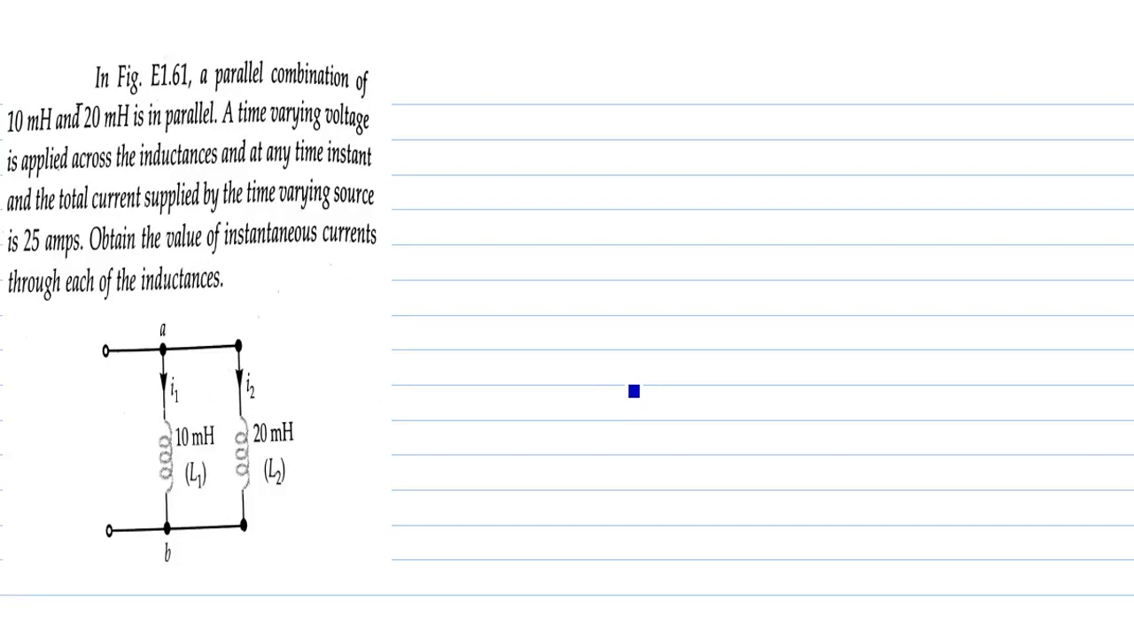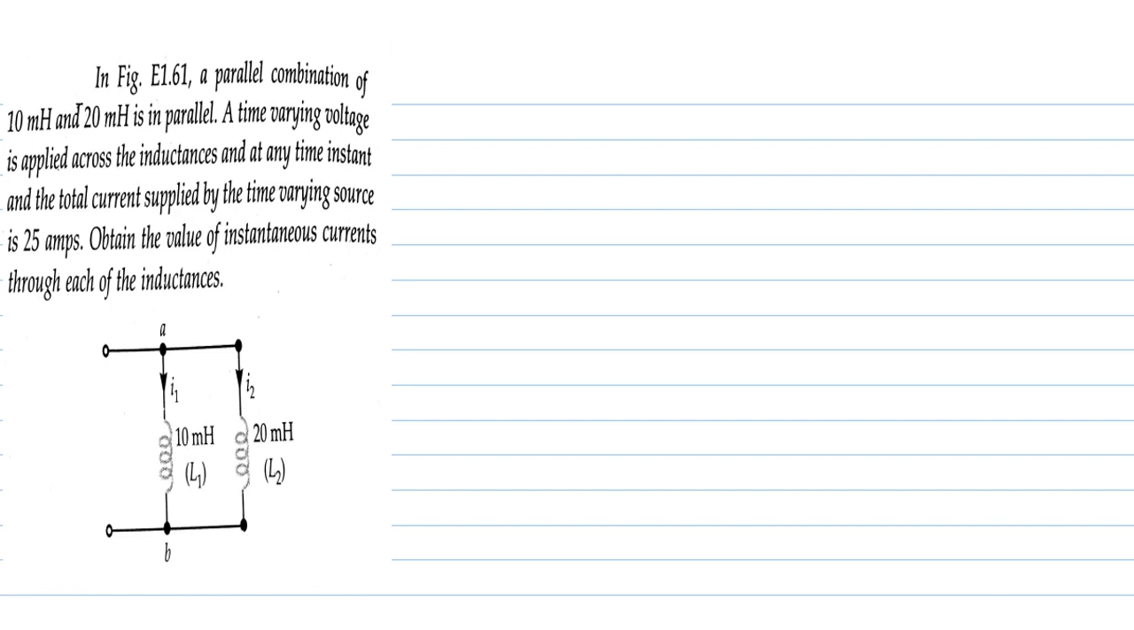This question says in the figure a parallel combination of 10 millihenry and 20 millihenry is connected in parallel. A time varying voltage is applied across the inductances and at any time instant, the total current supplied by the time varying source is 25 ampere. Obtain the value of instantaneous current through each of the inductances. So we have to find the value of I1 and I2.